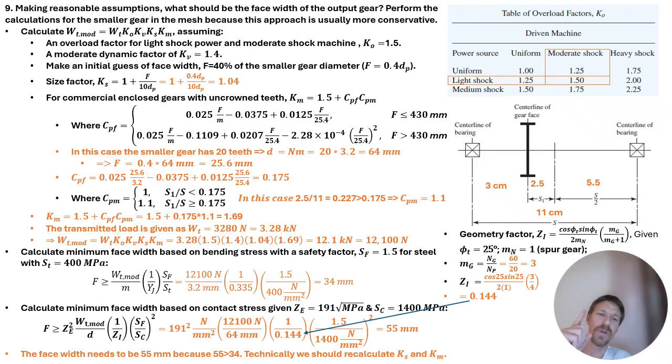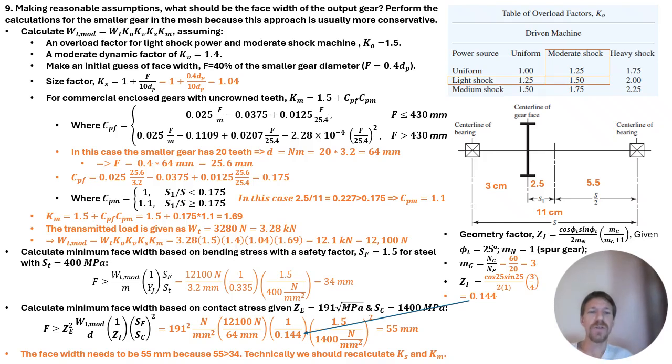We're assuming for the bending stress that the steel has a tensile strength of 400 megapascals. So we plug all that in, but we're missing one value, and that is on the next slide, which is Y sub j. I'm going to finish the explanation for this slide, but you need to look at the next slide to see where that Y sub j comes from. That's the Lewis form factor in combination with the stress concentration factors for those gear teeth roots.